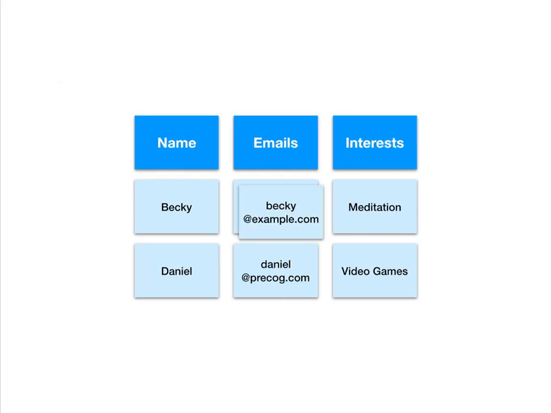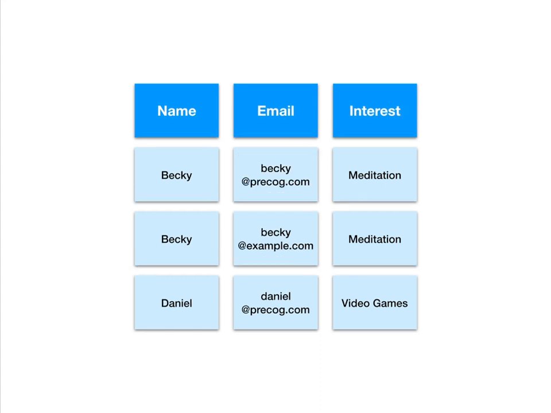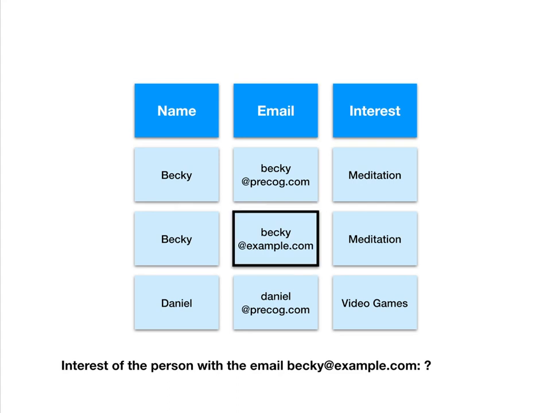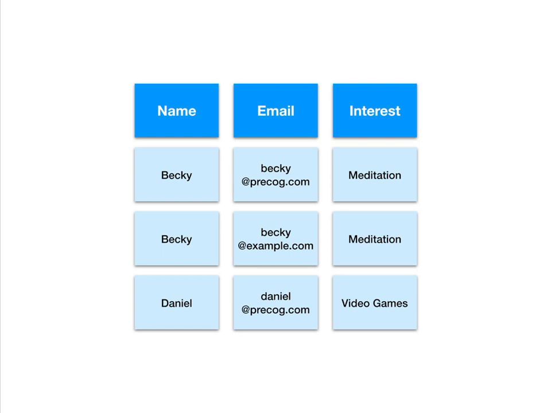So let's return again to that original data and tabulate it like this. Here, we can count the number of emails very easily and see that the count is 3. We can also find the interest of the person with this email address very straightforwardly without having to look up information across multiple tables. As such, we call this representation of the data analytics ready.